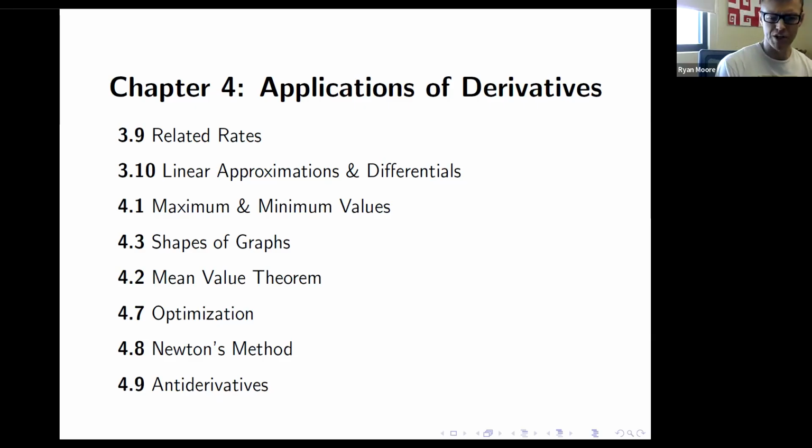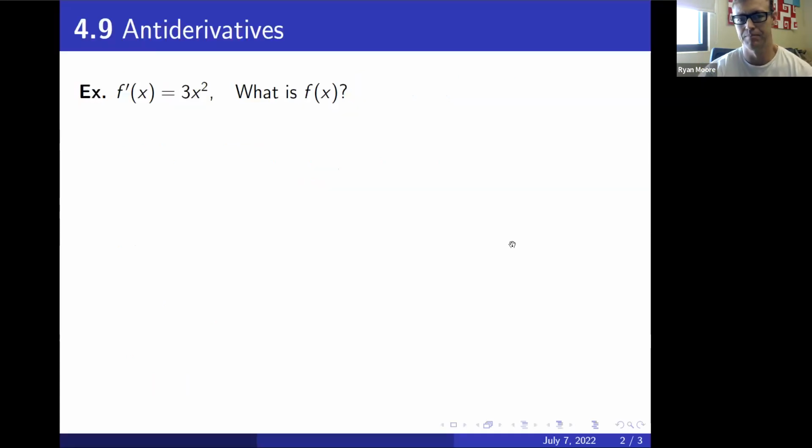Our very last section in chapter 4 is 4.9, antiderivatives. It's going to kind of set the tone, give us a preview of what to expect with integral calculus. Let's check it out. Antiderivatives, what do we mean?